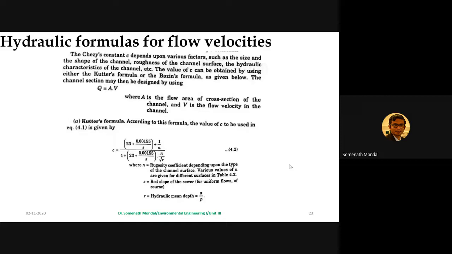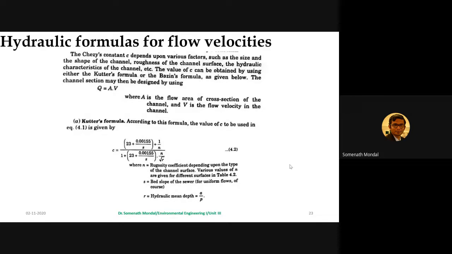Once you get the value of capital V, the velocity, the channel section can be designed using Q equals A V, where A is the flow area of the cross section of the channel, and V is the flow velocity in the channel, determined by employing Chezy's formula. Up till this, things are very clear, but now we need to concentrate on how to determine the value of small c. To do that, first we will consider Kutter's formula, which is usually employed to determine the value of c.